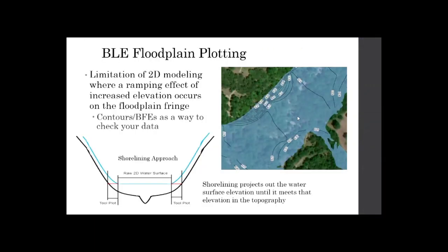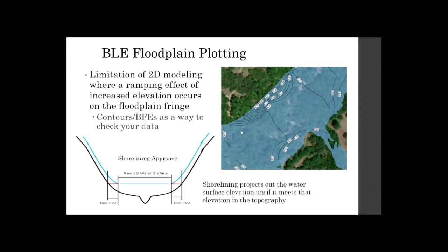Okay, so for BLE floodplain plotting, the models are really good at capturing all the area, the flood hazard information for all the area of the 2D model. But when it comes to creating that floodplain that fits on a regulatory map, or what we think of as the 1% annual chance floodplain or special flood hazard area, there were some challenges that we've had to address.